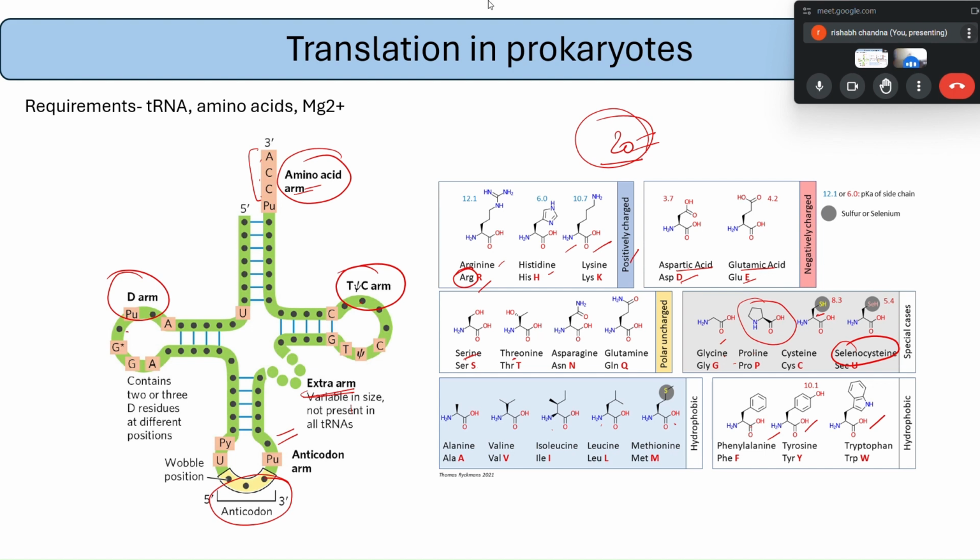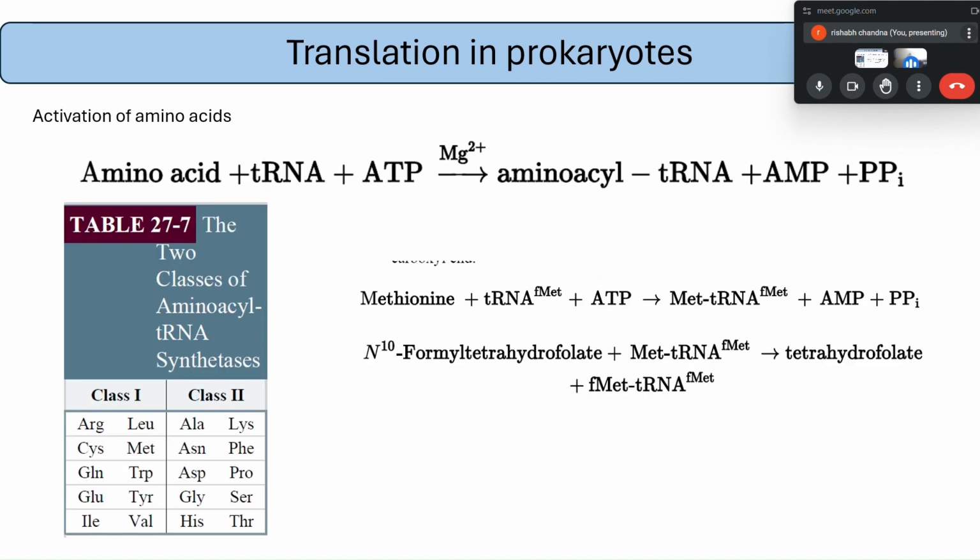And we require magnesium ion also, because the energy is used from ATP hydrolysis, so magnesium ion is also used. Now, starting with the translation process, the first step is the activation of the amino acid. The activation means the addition of the amino acid to the tRNA.